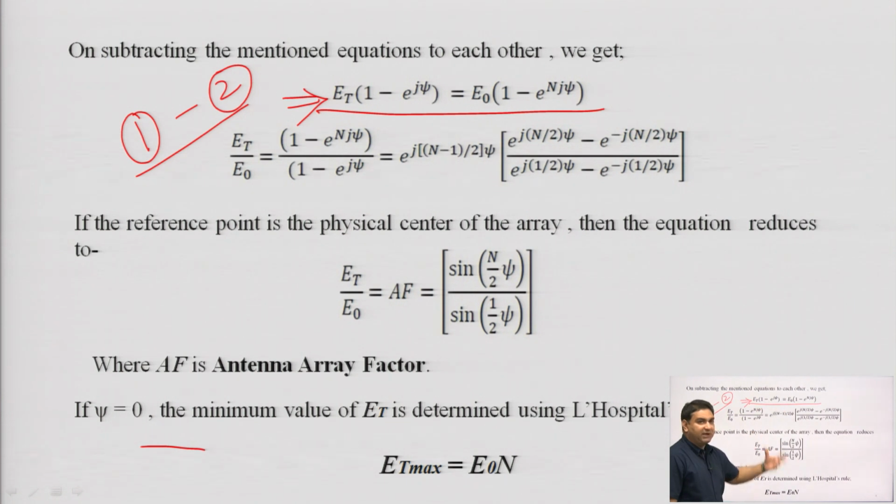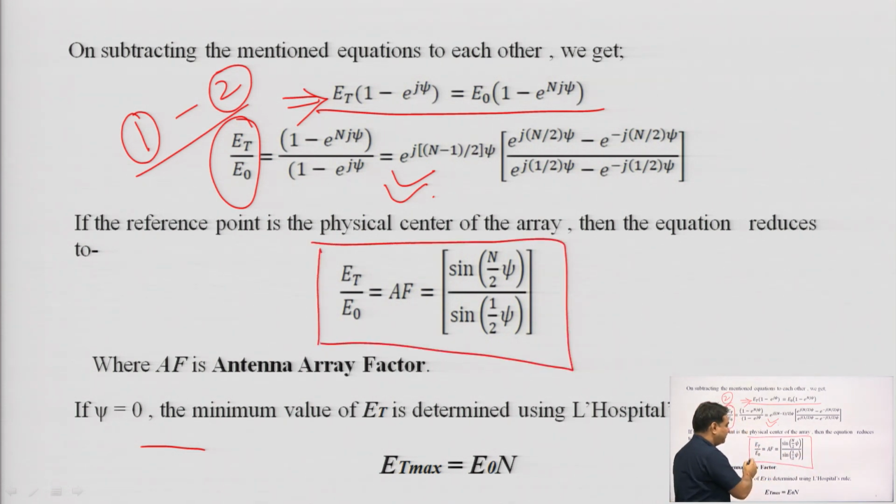And by using this particular formulation, and finally, after some mathematical analysis, some mathematical assumptions, some mathematical formulations, this is a sort of complicated calculation, we get the result in this form, and this is known as the antenna array factor.